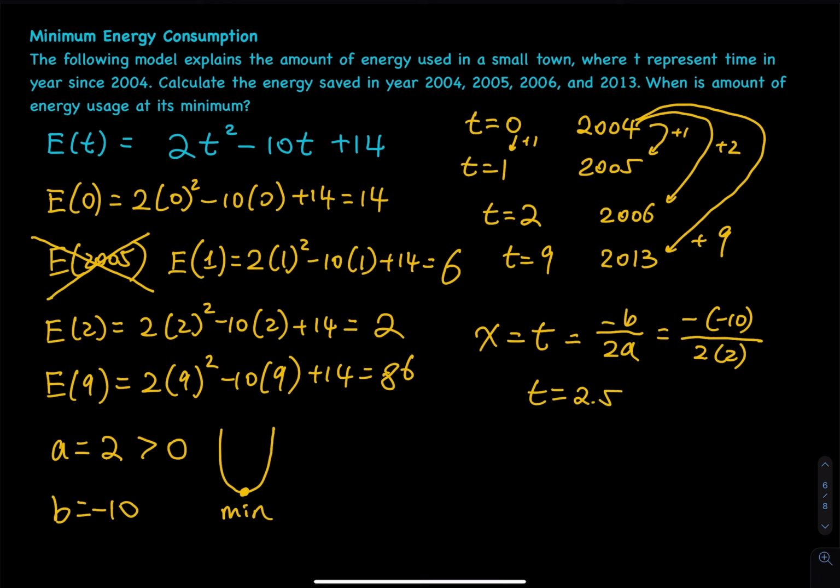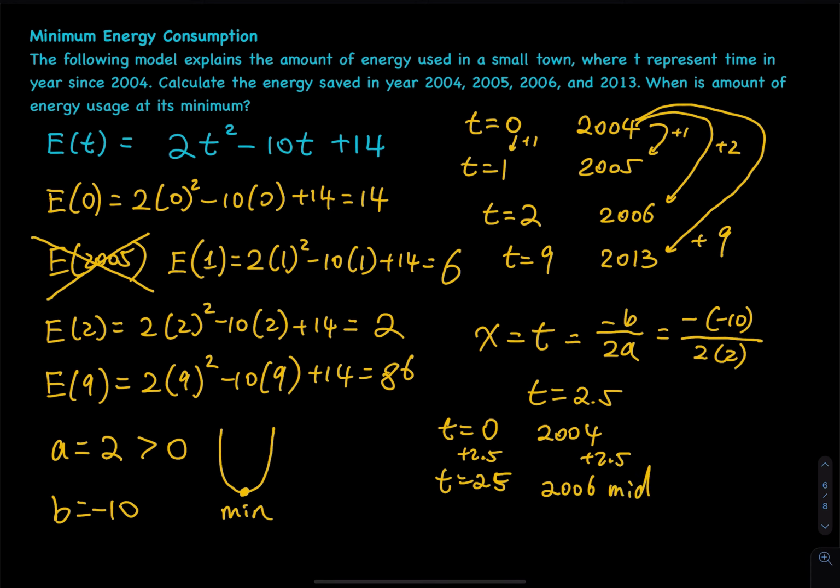So what does 2.5 mean? When t equals 0, we have 2004, right? And then you add 2.5 to it, so t equals 2.5, that is 2.5 years later. That gives mid 2006. At that time, the energy consumption is at its minimum. Then can you find the minimum for me? Of course. We know that in mid 2006, the energy consumption of this small town is at its minimum.